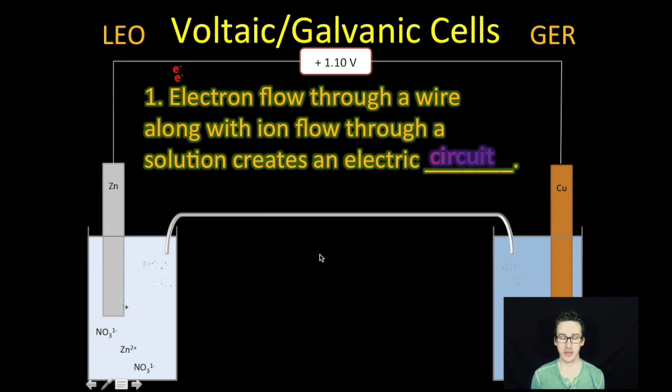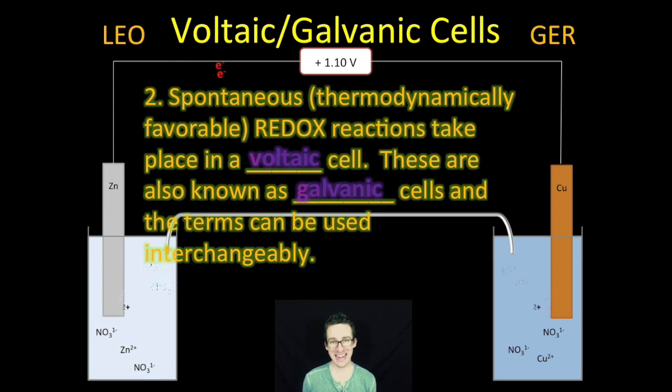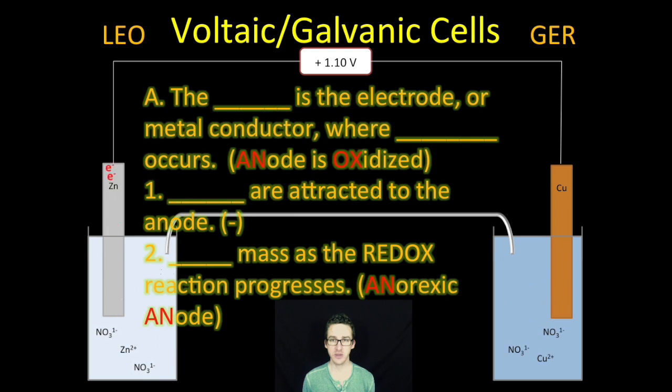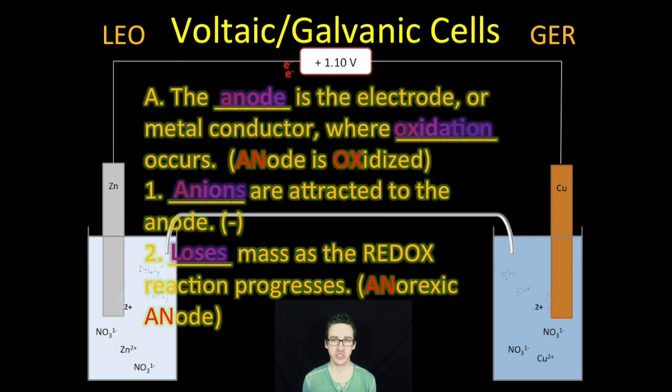Essentially, the electron flow through a wire along with the ion flow through a solution creates an electrical circuit, which we use to power our lives. Now, these spontaneous or thermodynamically favorable redox reactions take place in what we call a voltaic cell, which is just one type of electrochemical cell. Now, just to confuse you, these are also known as galvanic cells, but those two terms can be used interchangeably. Now, the last thing we need to do is think about some of the different parts of a voltaic cell. The first one is the anode, which is just the electrode or metal conductor where oxidation occurs.